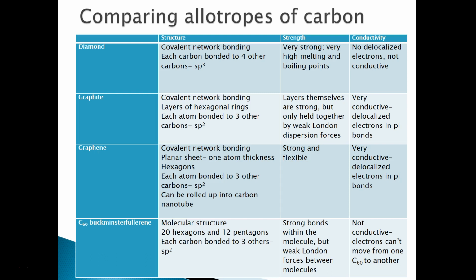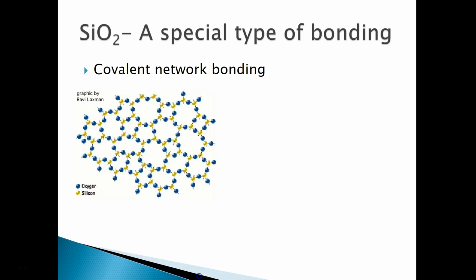Now, within the molecule, the carbon-carbon bonds are really, really strong, but there's weak London forces between the molecules, so it's not really hard to separate them. Now, the C60 is not conductive, all right? So electrons are able to move within each molecule, but they don't go from one molecule to another, so it is not conductive.